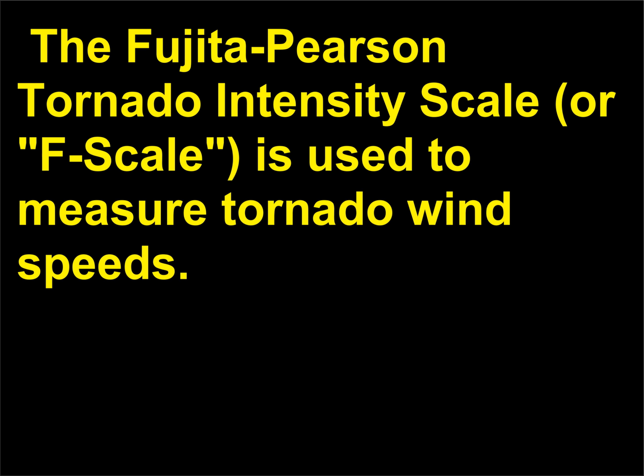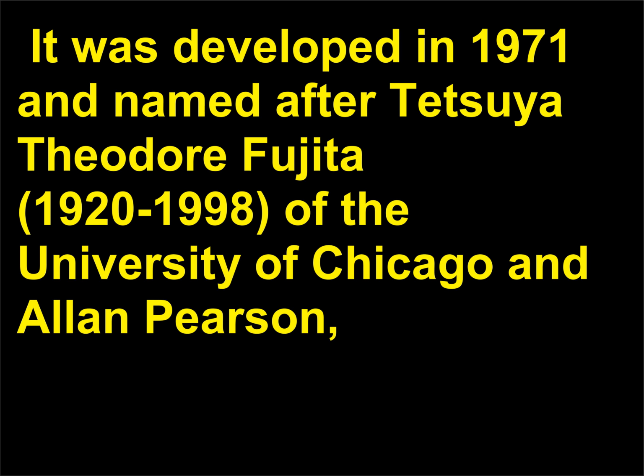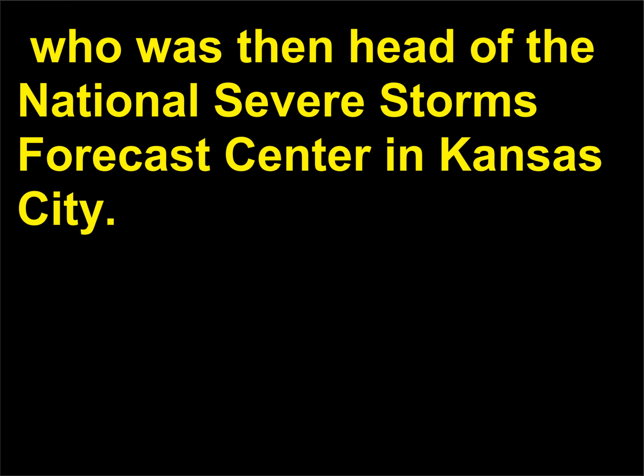The Fujita-Pearson Tornado Intensity Scale, or F-scale, is used to measure tornado wind speeds. It was developed in 1971 and named after Tetsuya Theodore Fujita, 1920 to 1998, of the University of Chicago, and Allen Pearson, who was then head of the National Severe Storms Forecast Center in Kansas City.